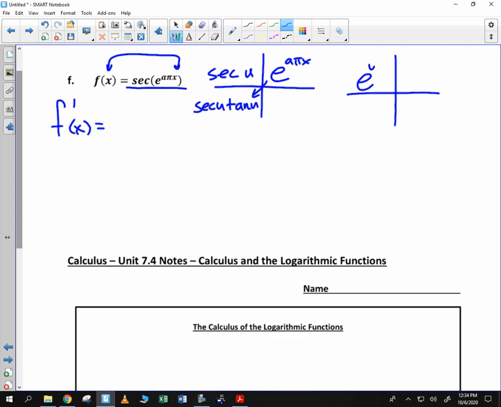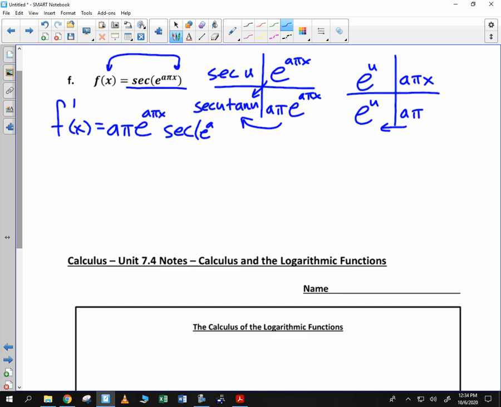And the derivative e to the a pi x, we set up this chain rule as well. We have e to the u and a pi x. The derivative of a pi x is a pi, and derivative of e to the u is e to the u. Multiply the two together, and we get a pi times e to the a pi x. Multiply these together, and we get a pi times e to the a pi x times the secant of e to the a pi x times tangent of e to the a pi x.